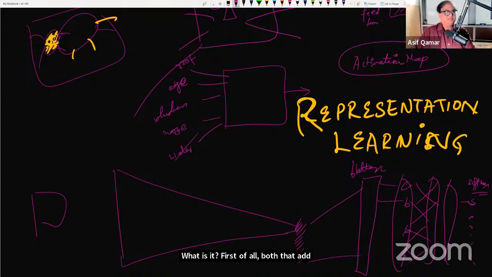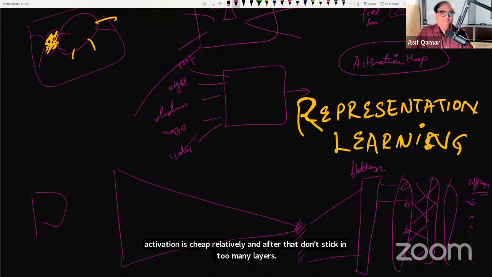It does add compute. So therefore, don't go wild on it. Just keep it to a few. What people realized is that after flattening, you have to do a matrix multiplication projection anyway. You might as well throw in an activation. It's cheap, relatively. And after that, don't stick in too many layers. Keep it to 1 to 3 layers and then produce your output.